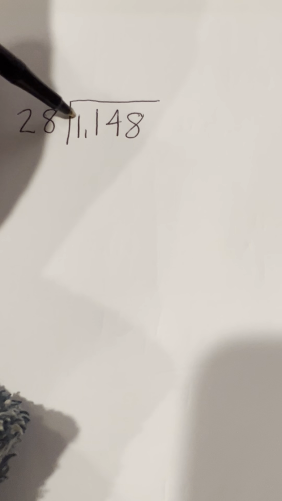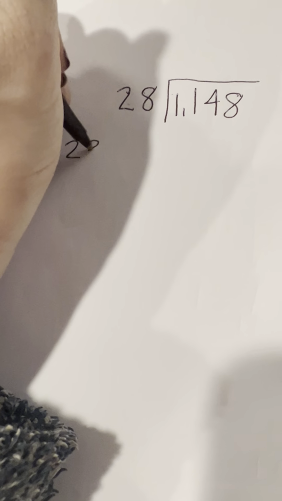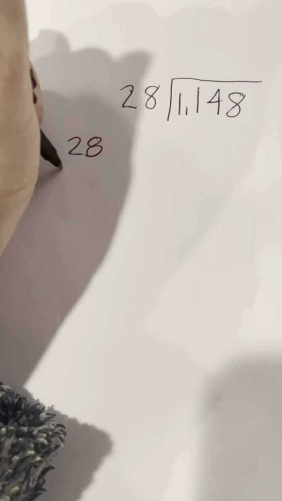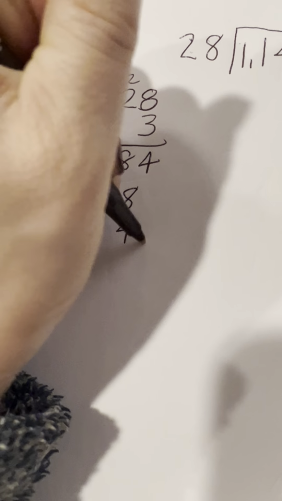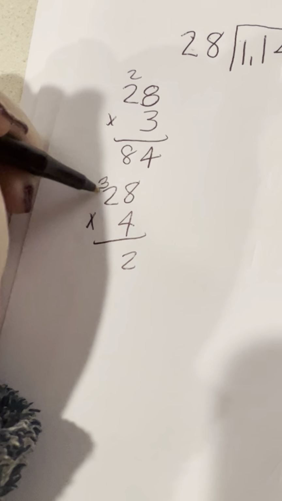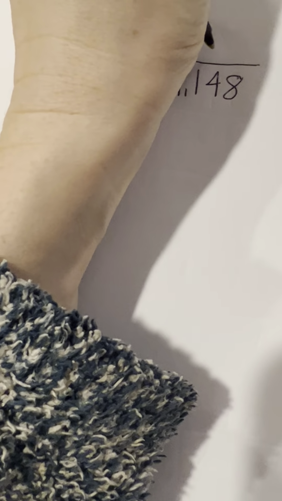So 28 doesn't go into 1, doesn't go into 11, 114. So again, 28 would round to like 30. So I think how many times does 3 go into 11? And that's 3 times. So I'm going to do 28 times 3, which would be 84. And I think I could go higher. So I'm going to do 28 times 4. Ooh, perfect. So I'm going to put my 4 right here, and it's 112. And I subtract, and I get 20.